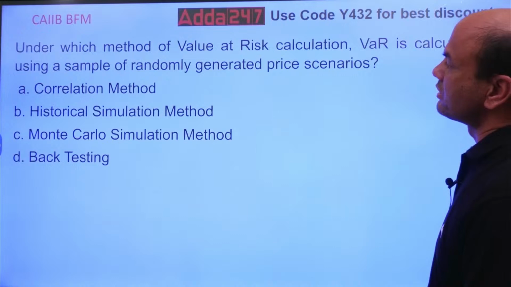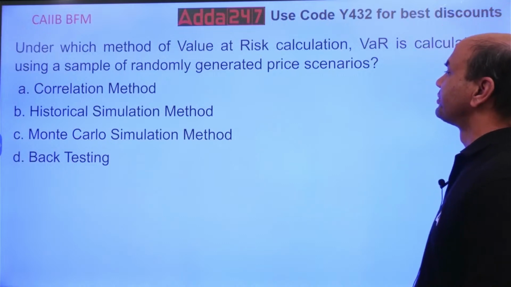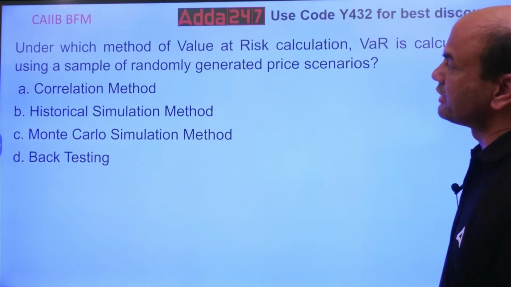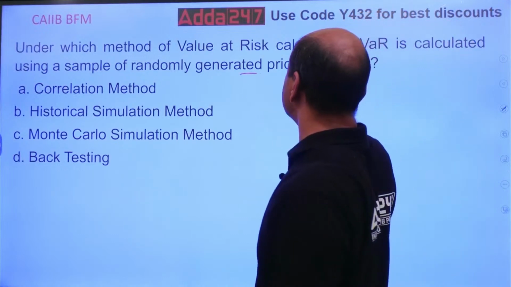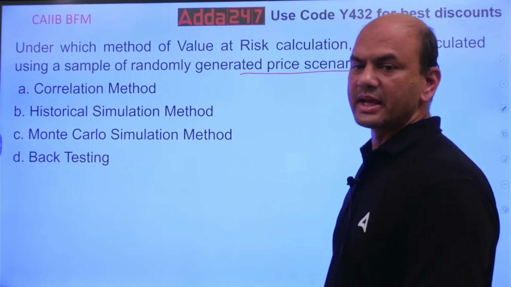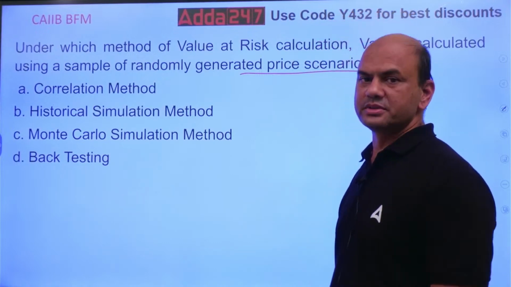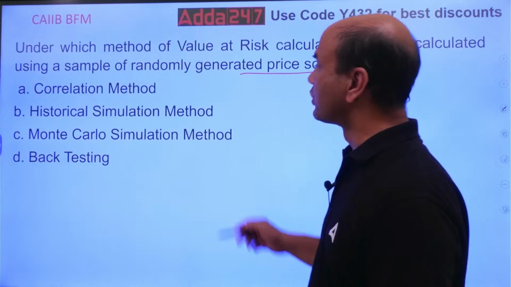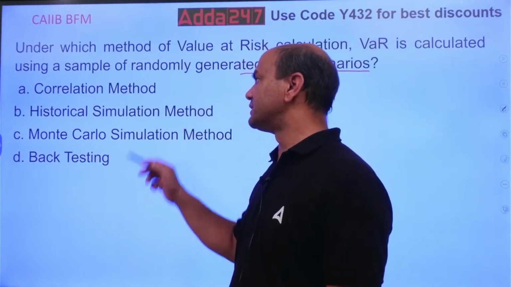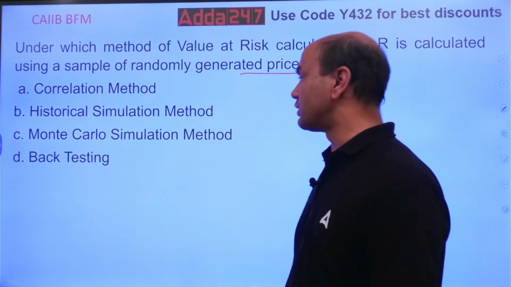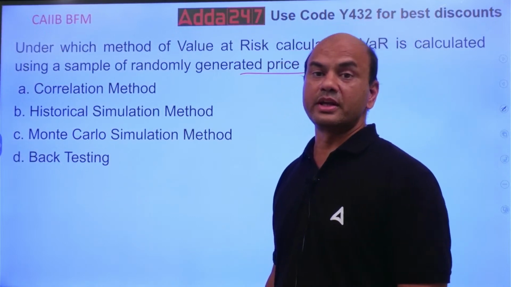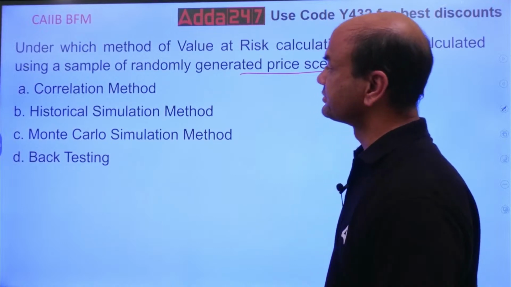Under which method of value at risk calculation is VaR calculated using a sample of randomly generated price scenarios? Randomly generated price scenarios. Is it under correlation method? Is it under historical simulation method? Is it under Monte Carlo simulation method? Or is it under back testing?